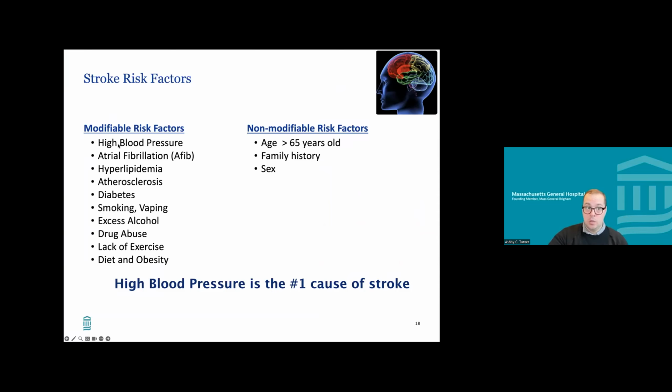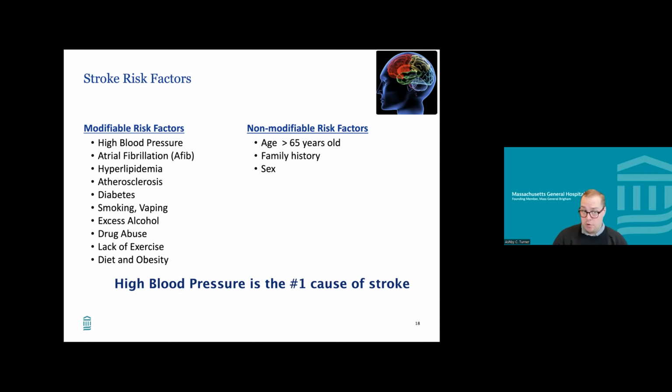Atrial fibrillation, or AFib, is a major risk factor of stroke. AFib is a heart arrhythmia that can increase risk of clot formation in the heart. And those clots, when they leave the heart, if they were to go to the brain, could contribute to an ischemic stroke.